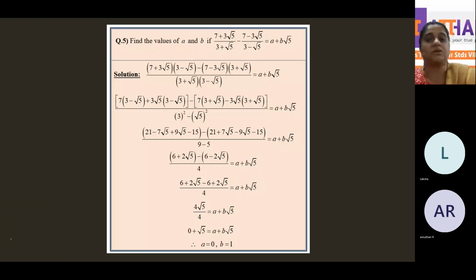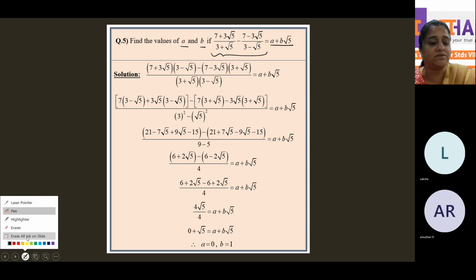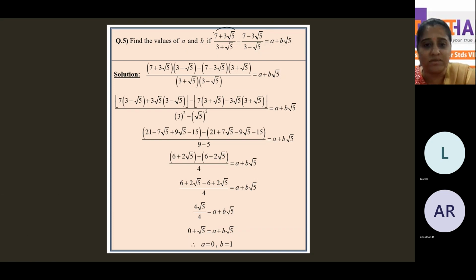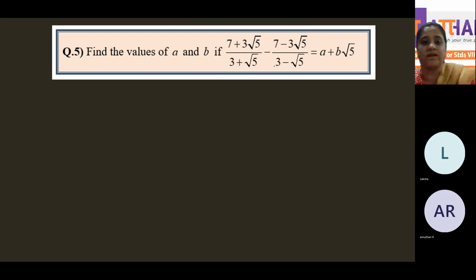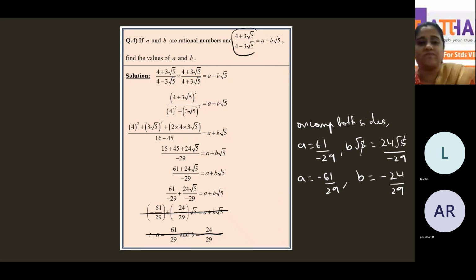Now, find the values of A and B. Don't write. All of you fold your hands and sit. Find the values of A and B if this expression is equal to A plus B root 5. So what do you see? What is the difference here in this question? You have something minus something else. So far we have seen only one, like this: 4 plus 3 root 5 by 4 minus 3 root 5 is equal to A plus B root 5.